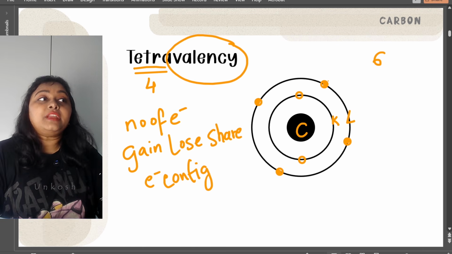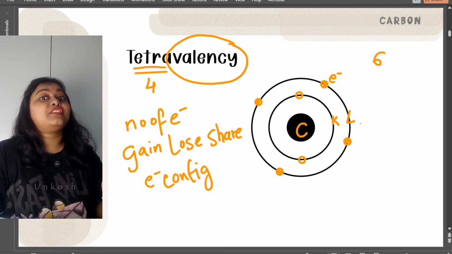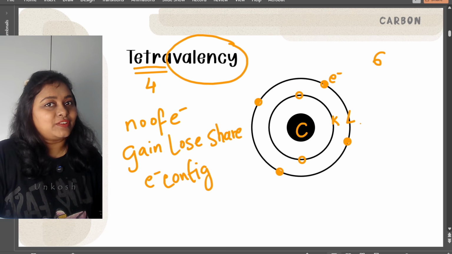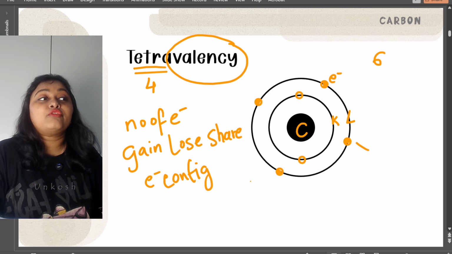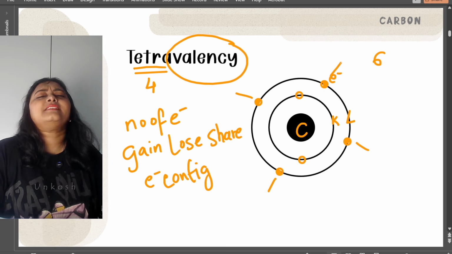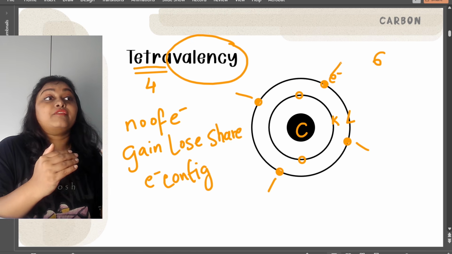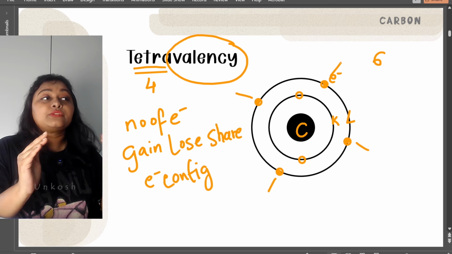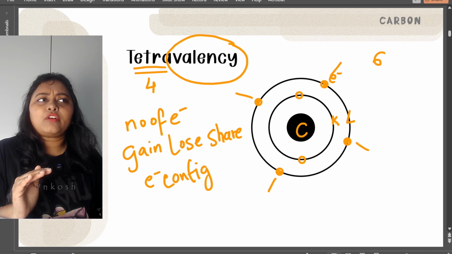So here we know that there are 4 electrons in the outermost shell, and they will require 4 more electrons to attain a stable electronic configuration. So here carbon is going to share its 4 electrons with other atoms and its electrons, so that it will form a covalent bond. Whenever electrons are getting shared, we know that it is a covalent bond. So here electrons are going to form covalent bond to attain stable electronic configuration.